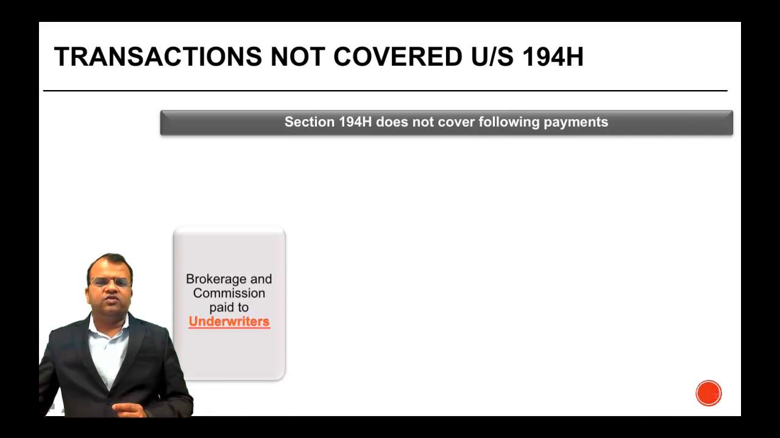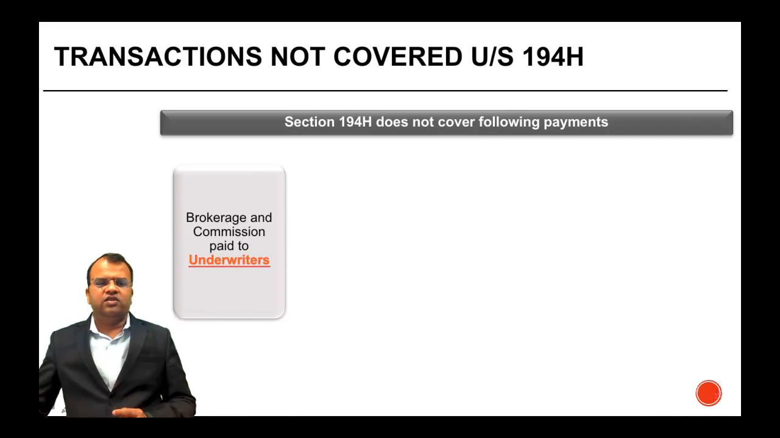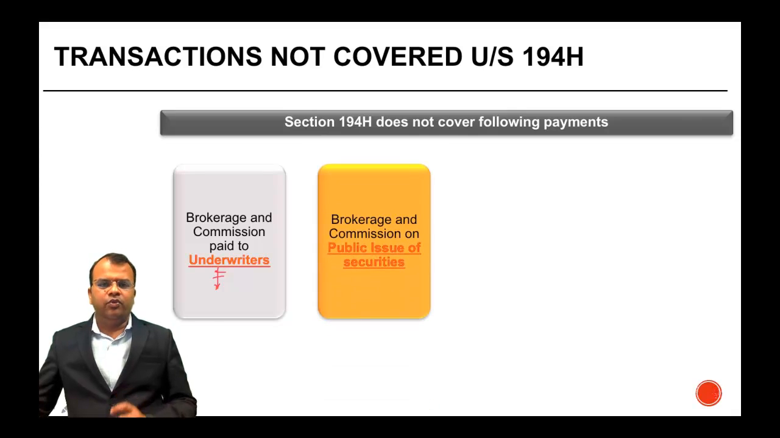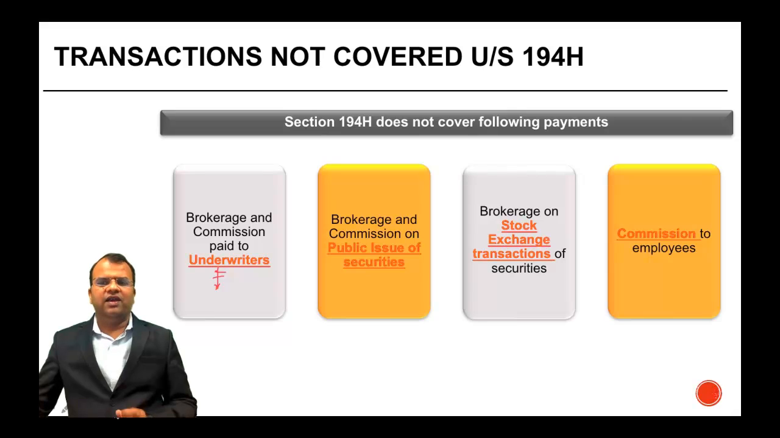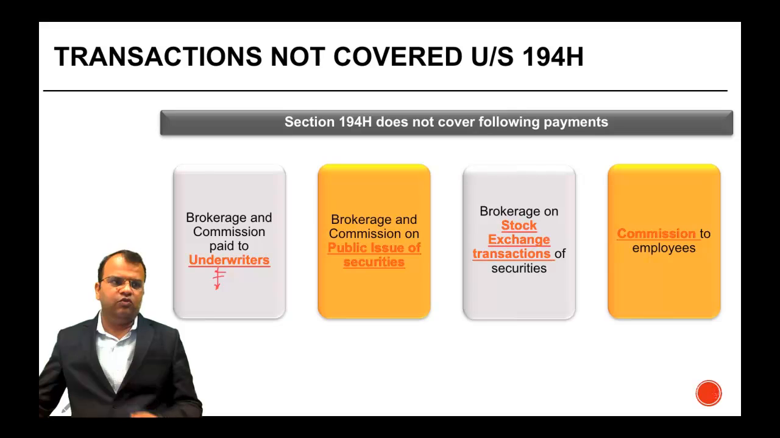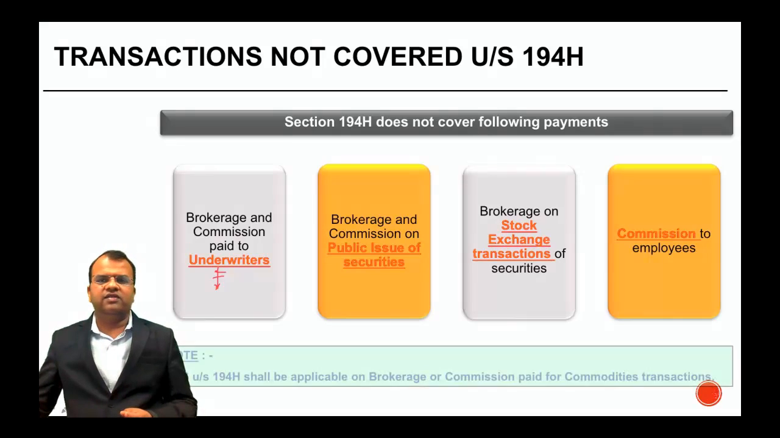What are some of the transactions which are not covered under section 194H? Any brokerage or commission which is paid to underwriters for underwriting shares is not covered here. Brokerage and commission on public issue of securities is not covered. Brokerage on stock exchange transactions of securities is not covered. And commission to employee. Commission to employee will be covered as salary in most of the cases and therefore not covered under this section.